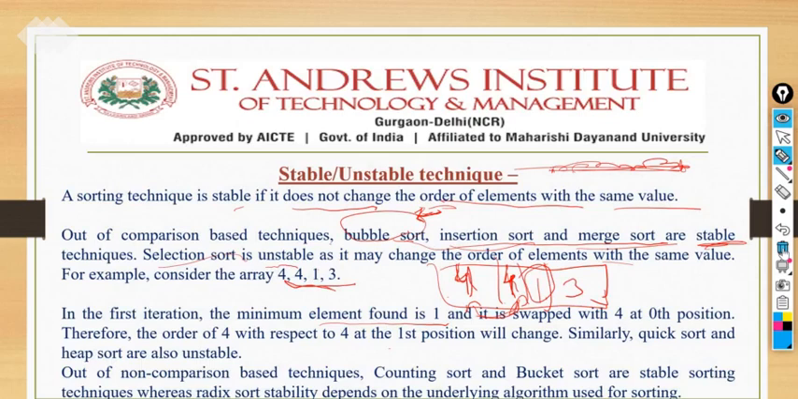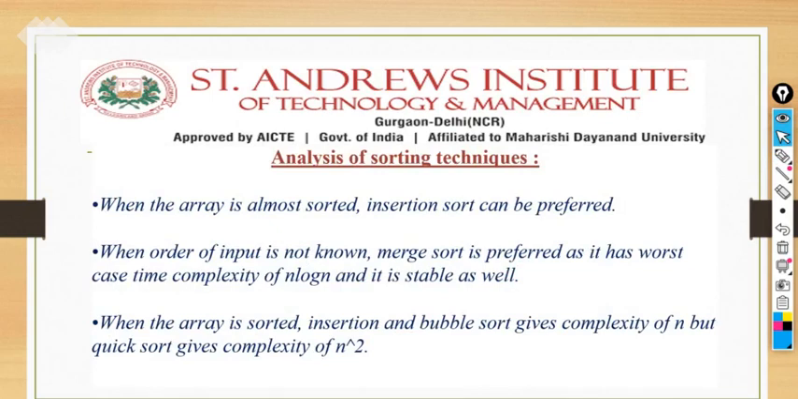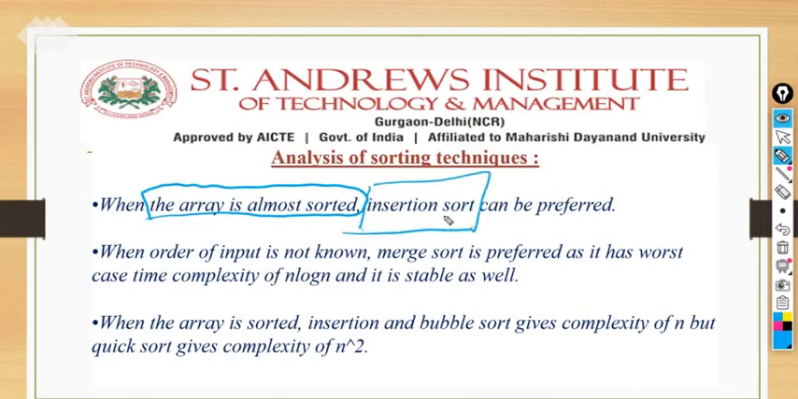So next we have some short key points regarding the sorting algorithms. First point, when the array is almost sorted, always use insertion sort, right? When the array is almost sorted, not completely. Of course, if it is completely sorted, then there is no need of a sorting algorithm at all. But if almost sorted, then use the insertion sort algorithm.